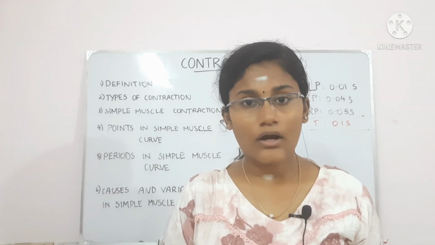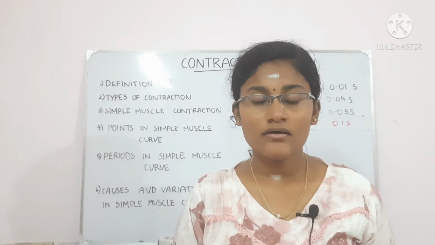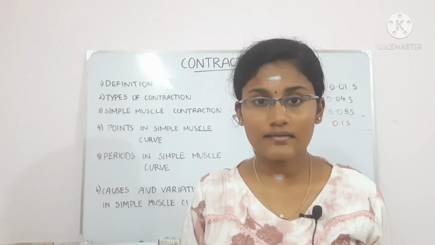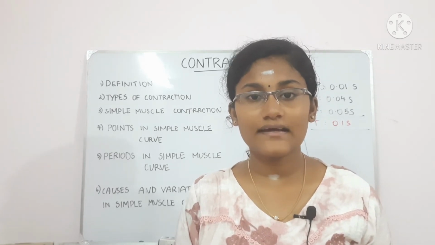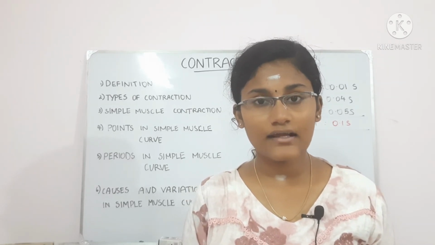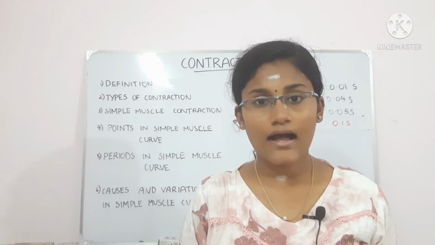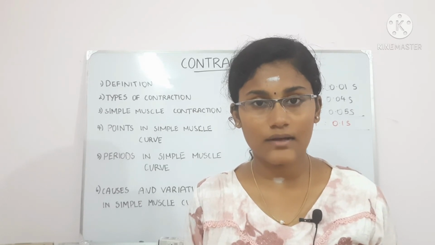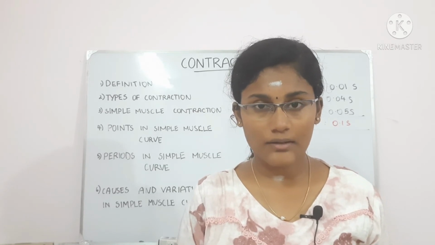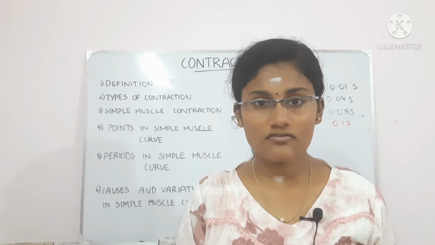Okay, so now let's talk about the variations of the latent period in the simple muscle curve. Why is the latent period not the same in each and every muscle that we encounter? It is not the same because it decreases with high temperature and it increases with low temperature. It also increases with fatigue and increase in weight. So it increases with fatigue and increase in weight, and it is not constant even in the physiological conditions.